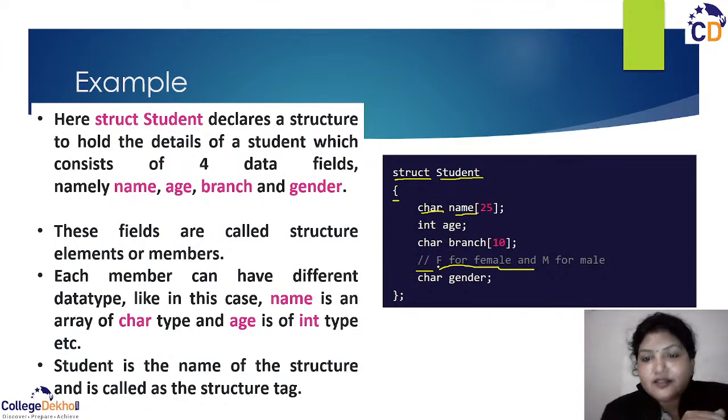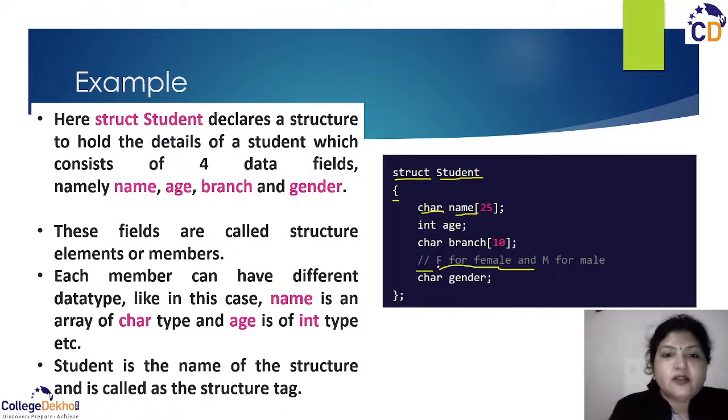Now let us understand the same thing. Here the structure student declares a structure to hold the details of a student, which consists of 4 data fields, or you may say member variables. So the data fields are name, age, branch and gender. These fields are structure elements or members. That's what I told you. They can be treated as member variables.